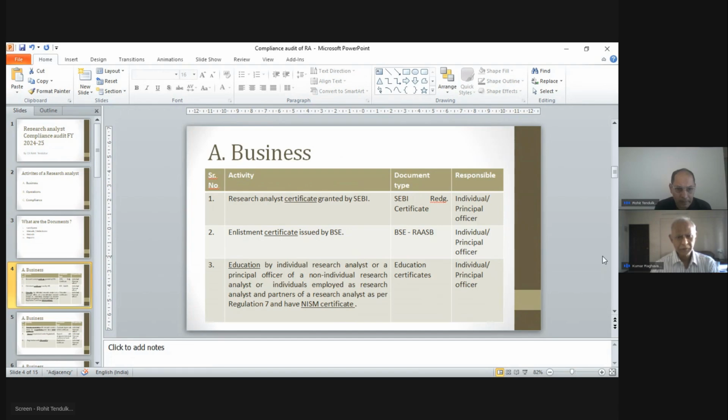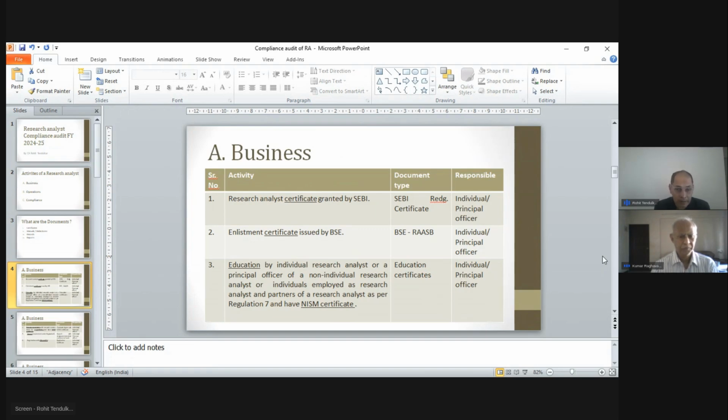Enlistment certificate. Third point is education. Now, in education, there are two categories: individual RAs and non-individual RAs. In individual RAs, you will have to check the education of the individual research analyst, whereas you have to check the education of the principal officer of the non-individual research analyst entity.